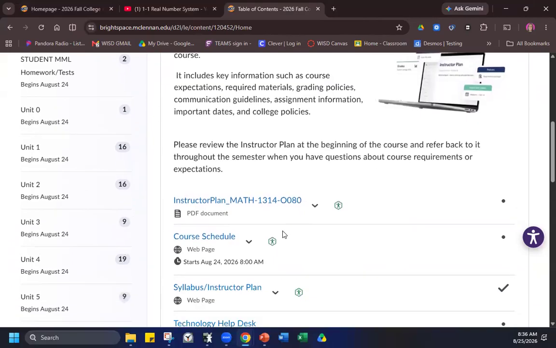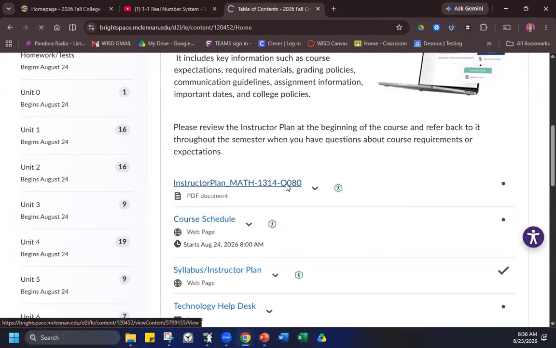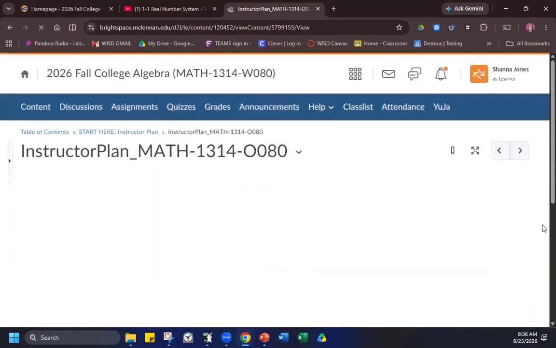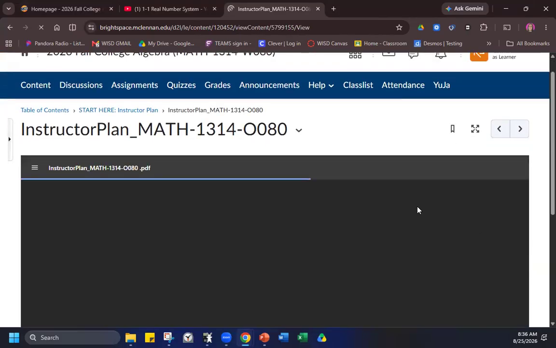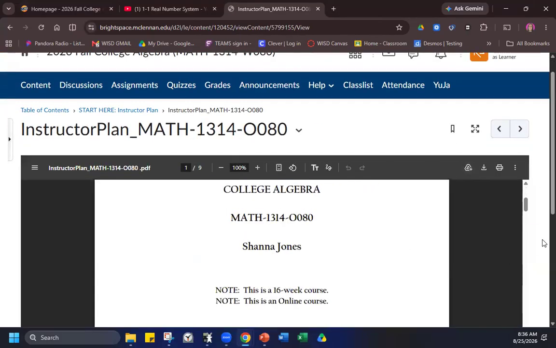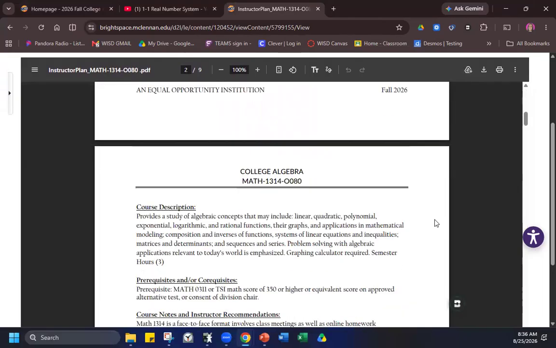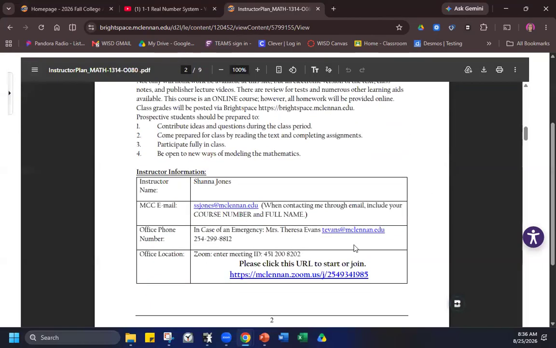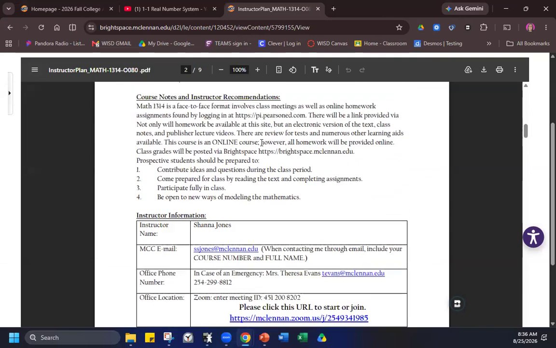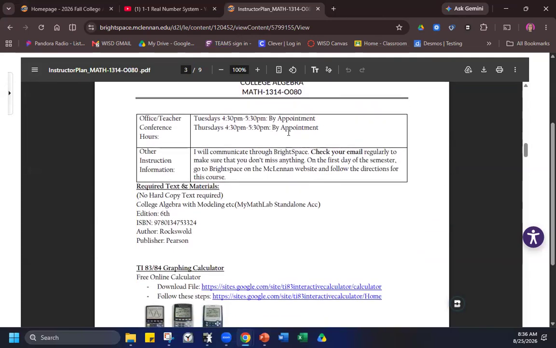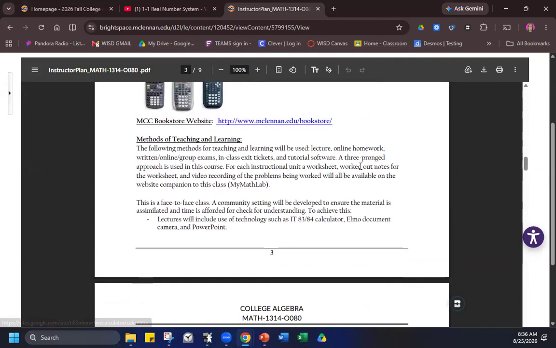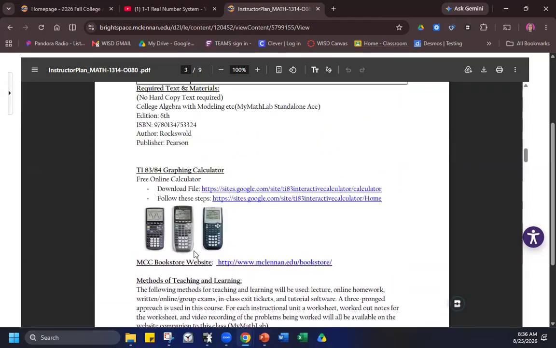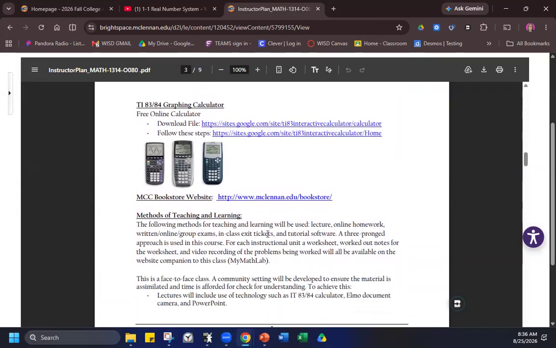This has our instructor plan, which is just a fancy way of saying our syllabus, right? It goes over our class requirements, what we're doing, what will take place, how to communicate with me, office hours, and all the important stuff that you need to know. What I do want to highlight in here is the use of the calculator. We do not use, okay, correction, we do use an online calculator. However, it is a TI-84. I'm going to show you where that online calculator is.